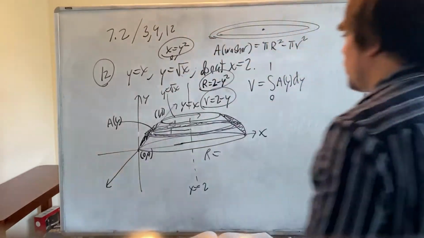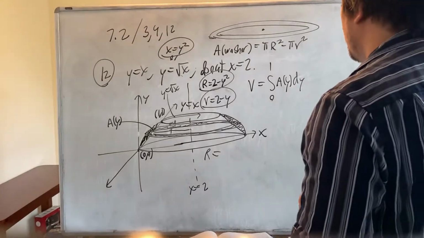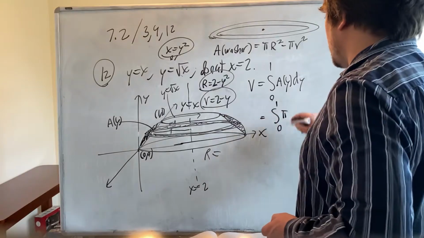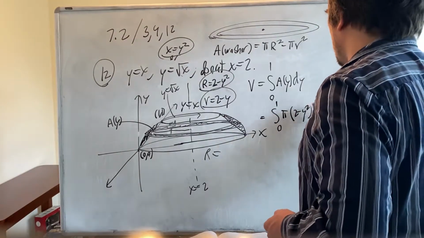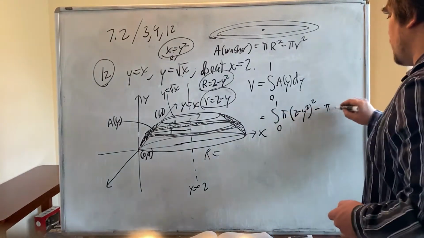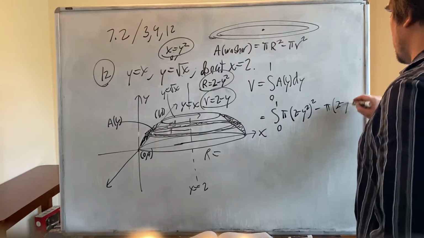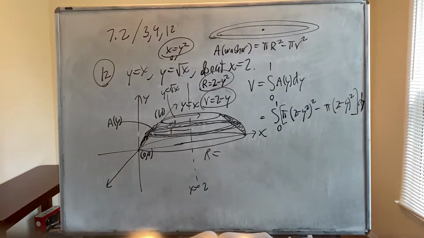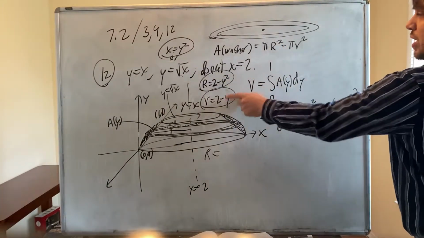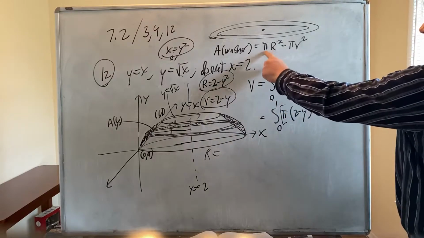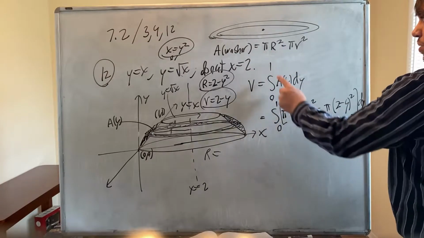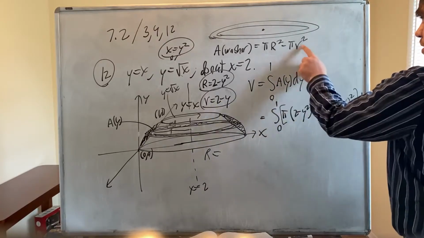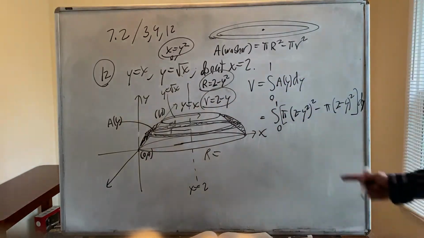So capital R is 2 minus y squared, little r is 2 minus y. And so this integral is the integral from 0 to 1 of pi times capital R squared, which is (2 minus y squared) squared, minus pi times little r squared, (2 minus y) squared, dy. So I just plugged in capital R here and little r here and got that A of y is pi times (2 minus y squared) squared minus pi times little r, which is (2 minus y) squared. So we're going to calculate this integral.